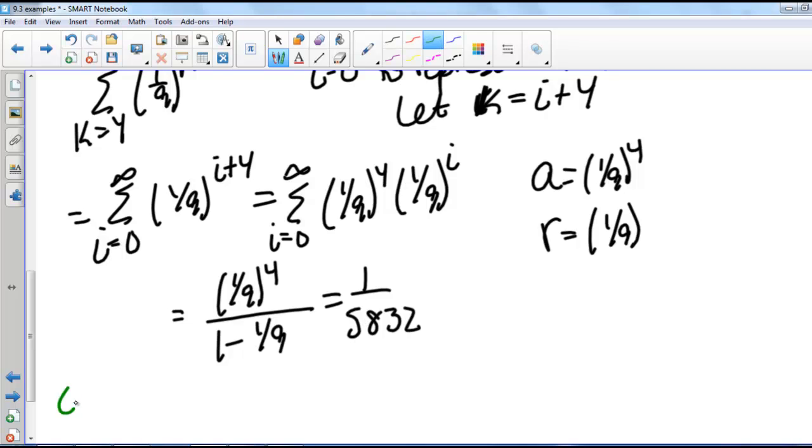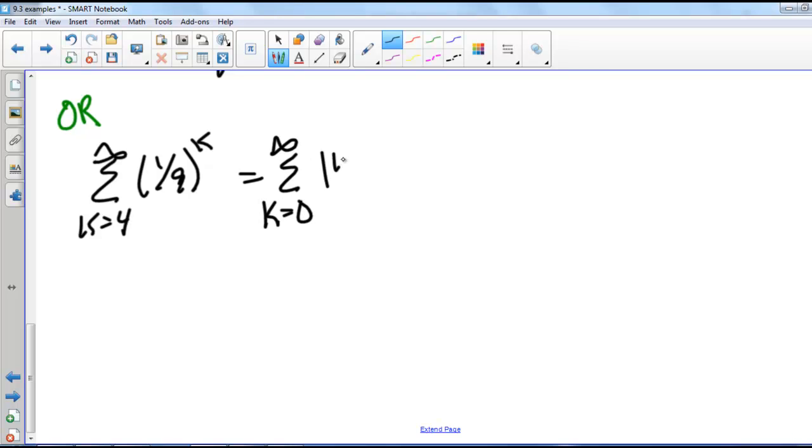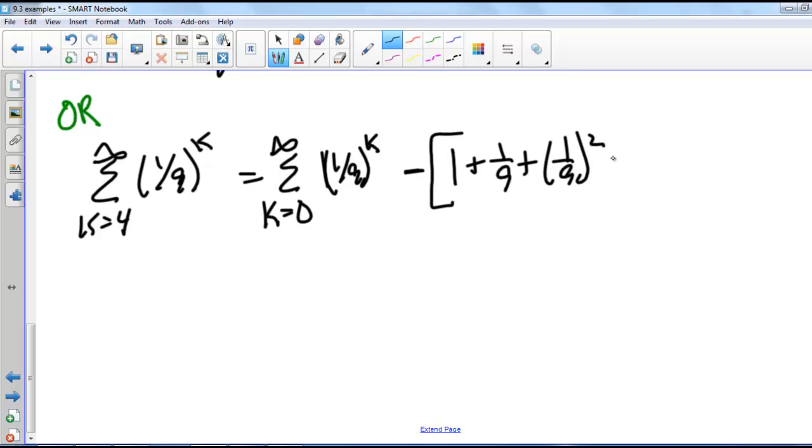And we have one more option. Again, starting with our series k equals 4 to infinity of 1/9 to the k. We could write this as the series k equals 0 to infinity of 1/9 to the k, and then subtract off the first 4 terms. So we're subtracting off 1 plus 1/9 plus 1/9 squared plus 1/9 cubed.